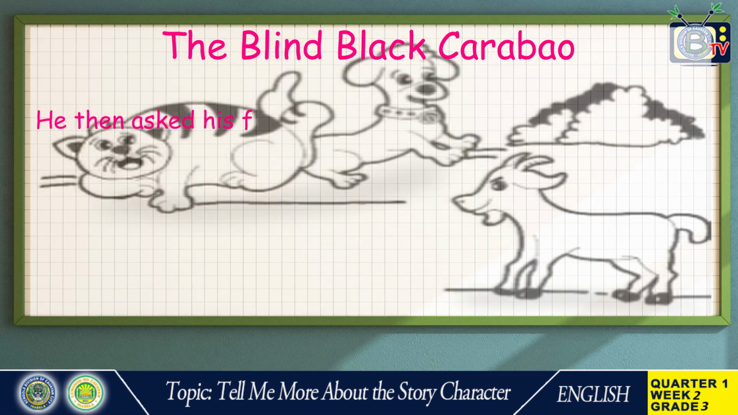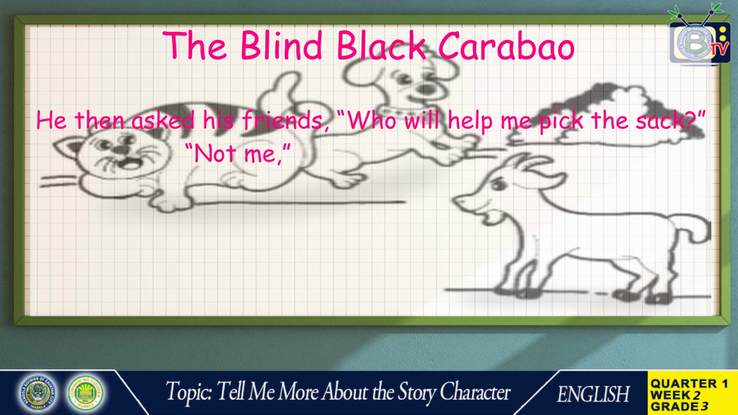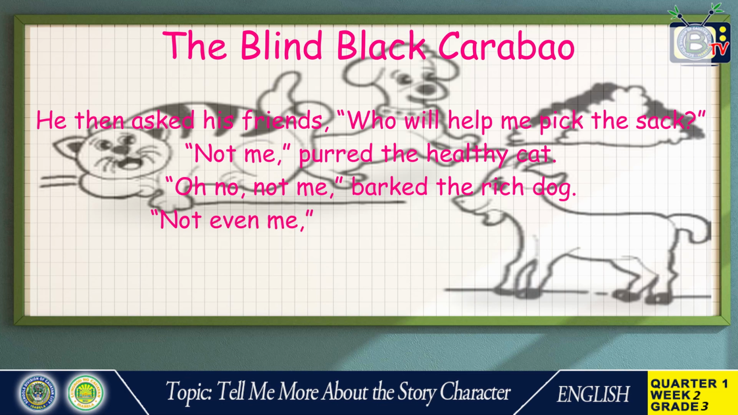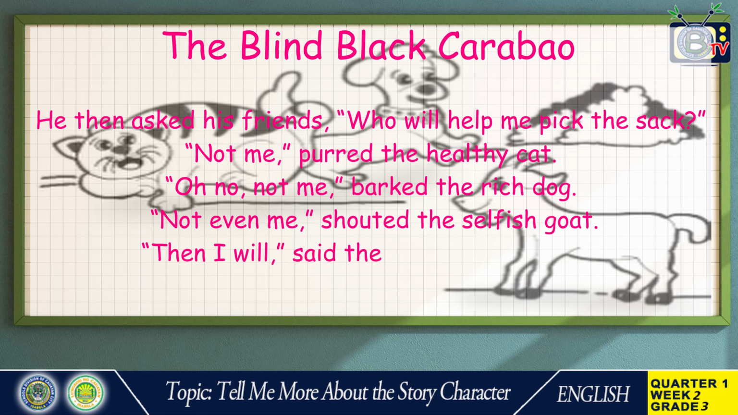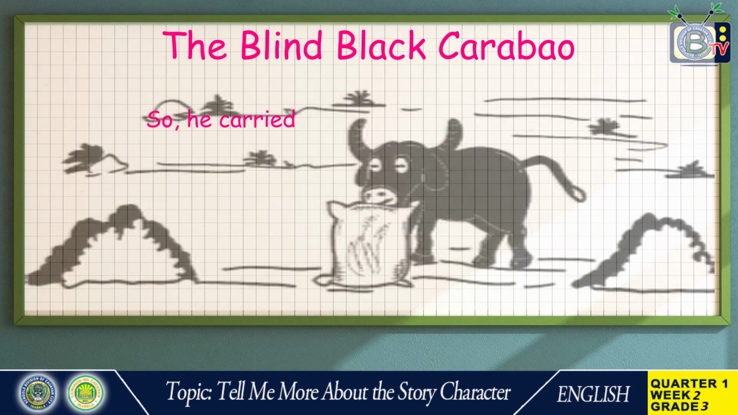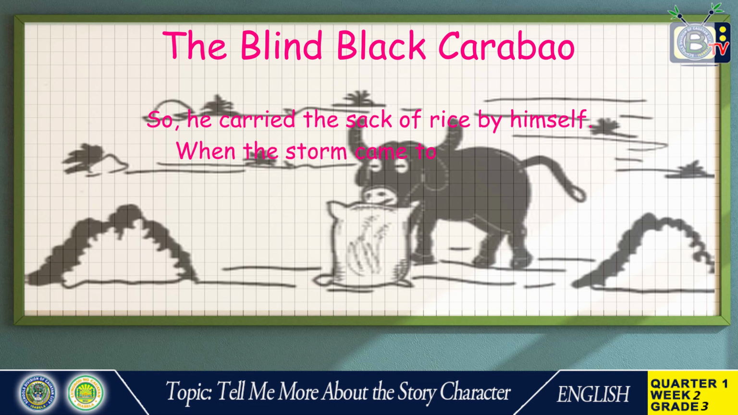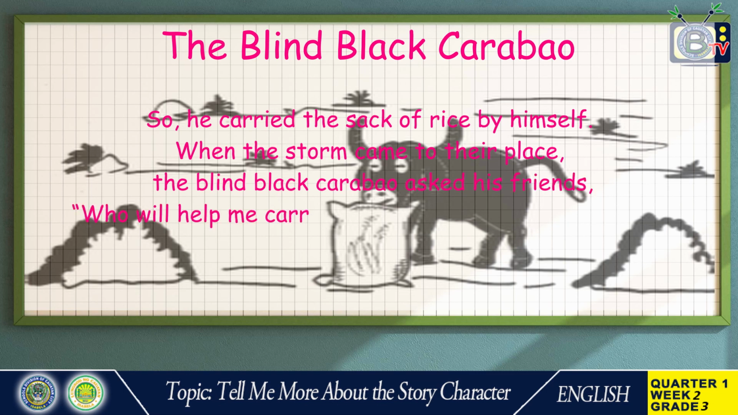He then asked his friends, "Who will help me pick the sack?" "Not me," purred the healthy cat. "Oh no, not me," barked the rich dog. "Not even me," shouted the selfish goat. "Then I will," said the blind black carabao. So, he carried the sack of rice by himself. When the storm came to their place, the blind black carabao asked his friends, "Who will help me carry the sack?"